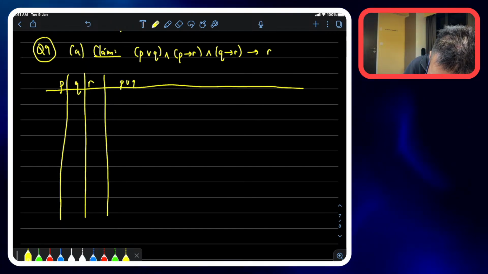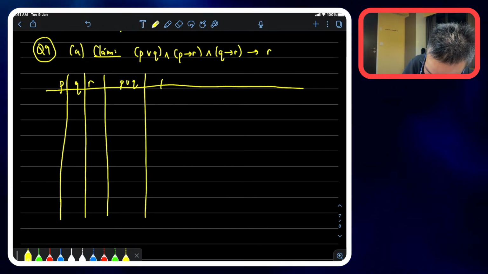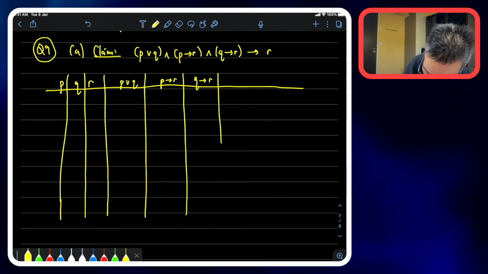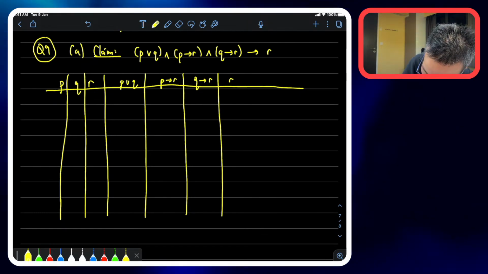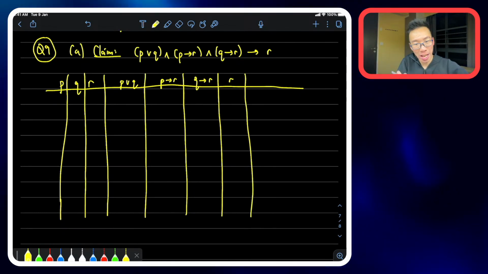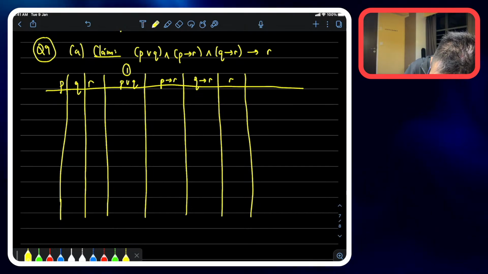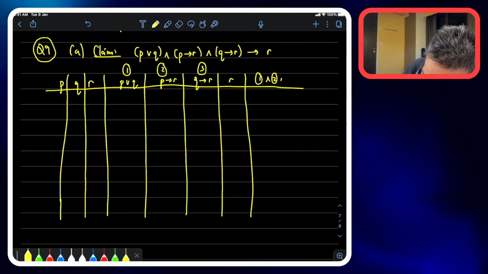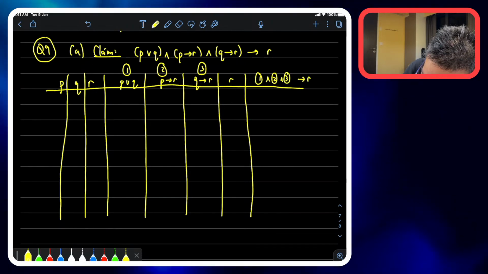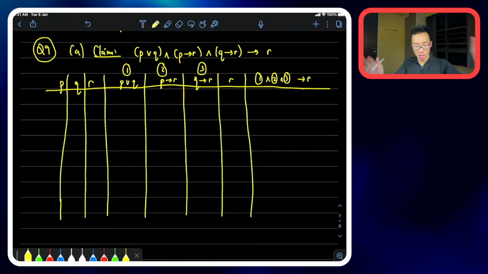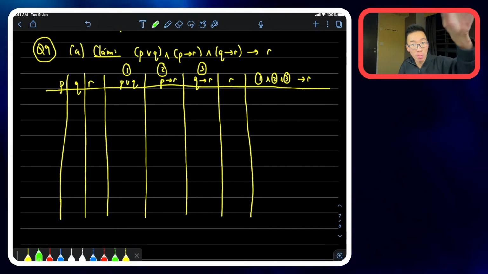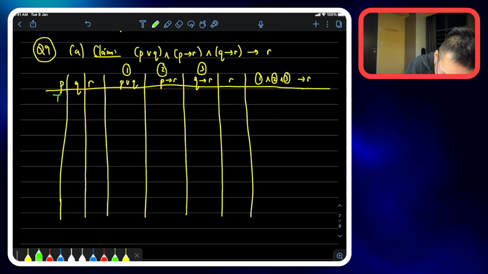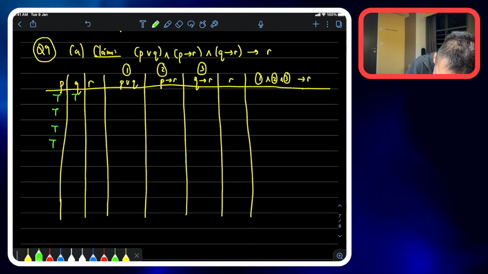So we have this guy, we have this guy, we have this guy, and then we have... I'm just gonna abbreviate these to be 1, 2, and 3, okay? We have 1 and 2 and 3 implies R. We're just gonna abbreviate because I'm not gonna write the whole thing. And furthermore, I'm just gonna write down truths, and then I'll fill in the falses later. Alright, so it's gonna be a bit like this.